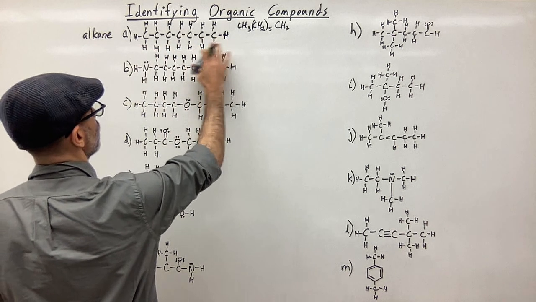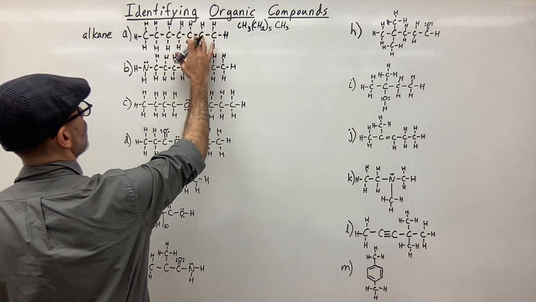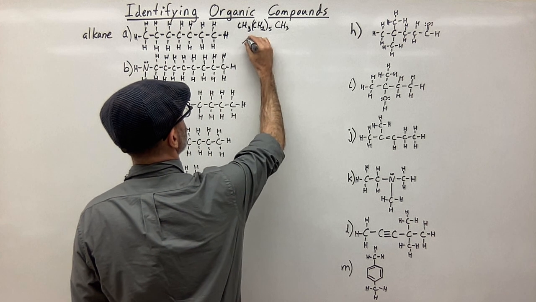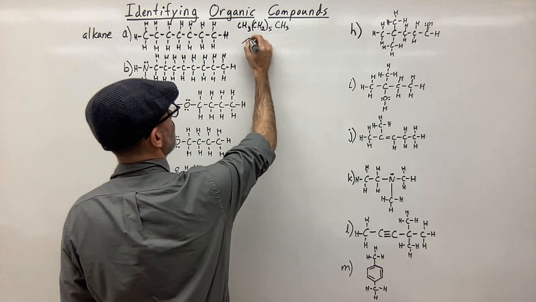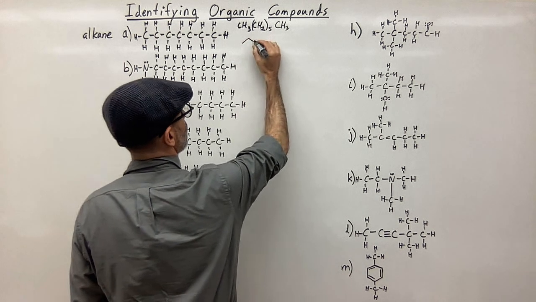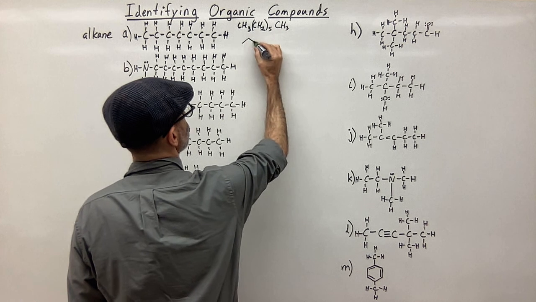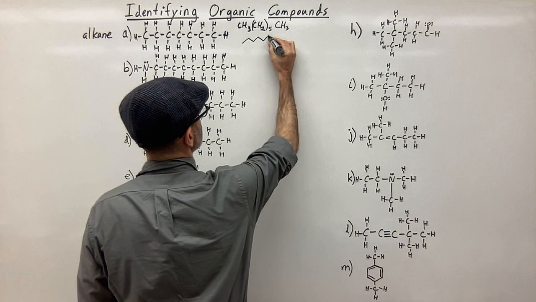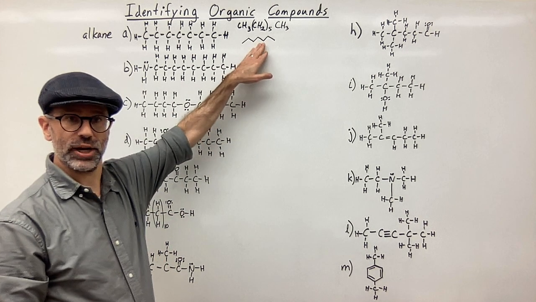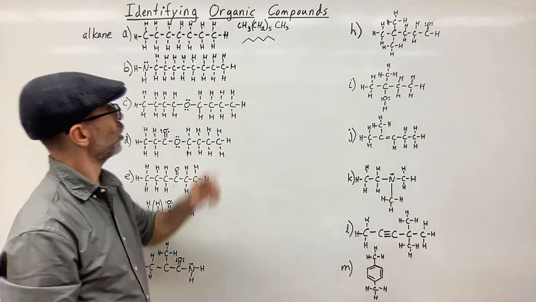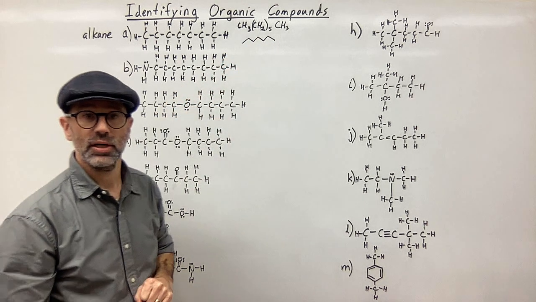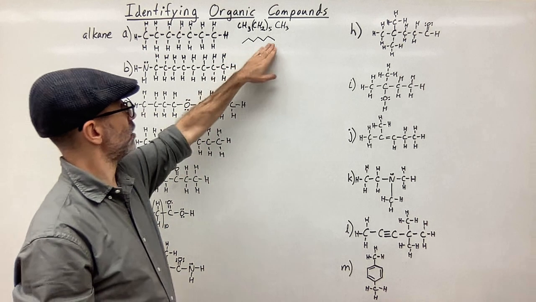For this line drawing, we have 1, 2, 3, 4, 5, 6, 7 carbons. It would start with a line, so that end is a carbon, and then we make a zigzag. That corner is a carbon, and we keep counting 1, 2, 3, 4, 5, 6, 7. That would be the line drawing of this alkane. We have a carbon at each end and at each corner, and the hydrogens are assumed to be there.